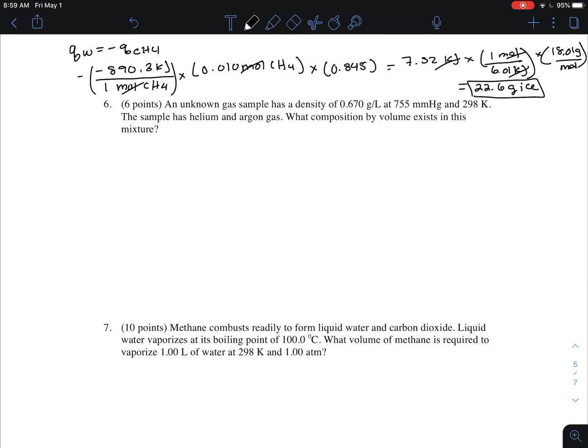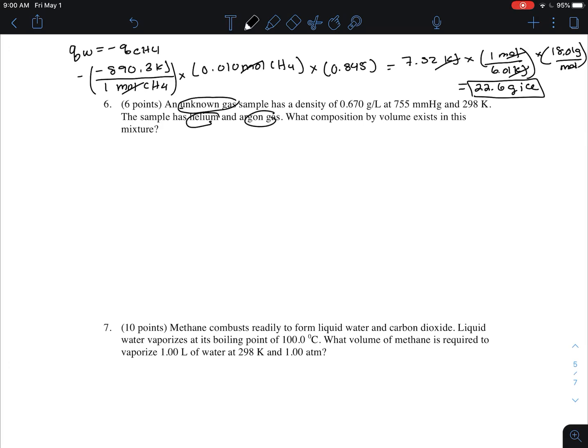All right, an unknown gas sample has a density of 0.670 grams per liter at 755.209 millimeters of mercury and 298 Kelvin. The sample is made up of helium and argon gas. What composition by volume exists in this mixture?